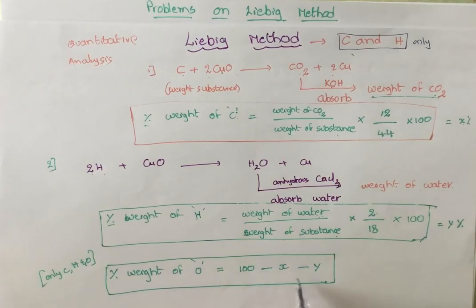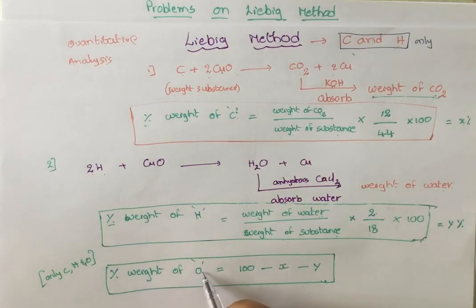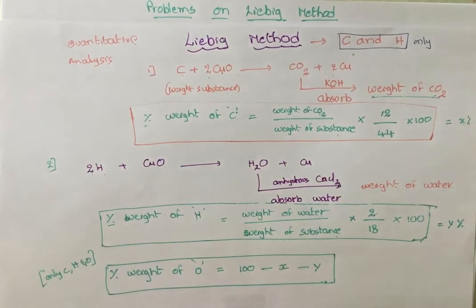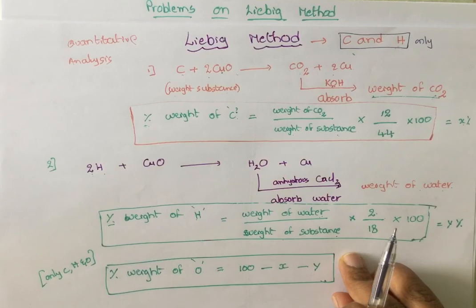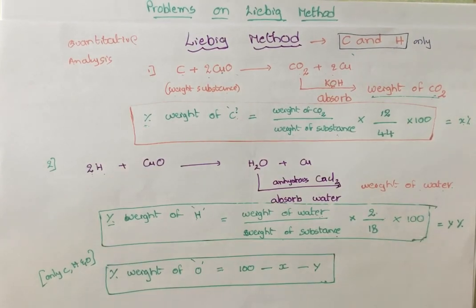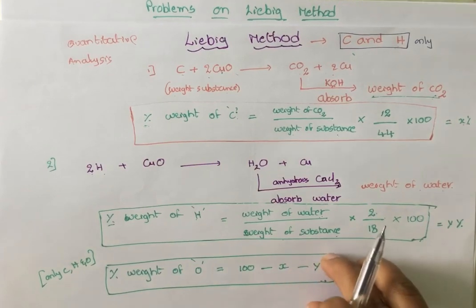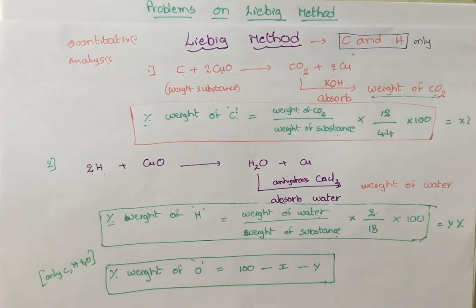And if you subtract these X and Y values from 100, you may get the percentage of oxygen. But this is not always possible, because if your substance has some other heteroatoms like sulfur, nitrogen, halogen, etc., then you have to find those percentages also. Then only you have to subtract all percentages from 100.